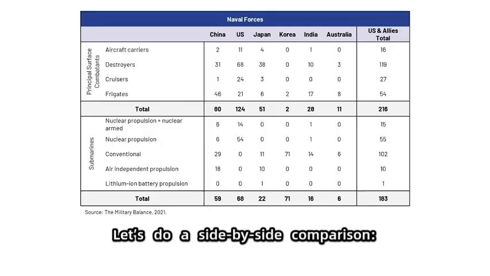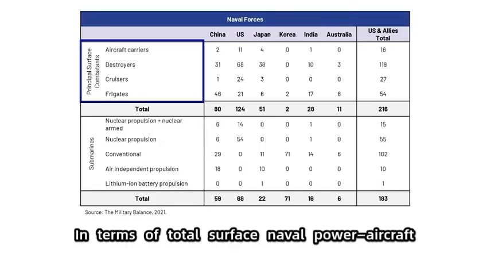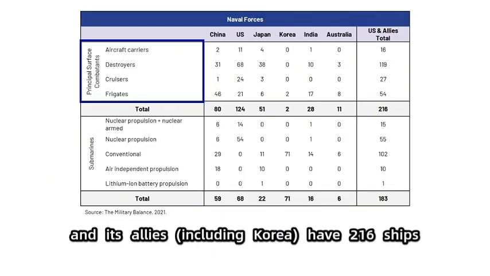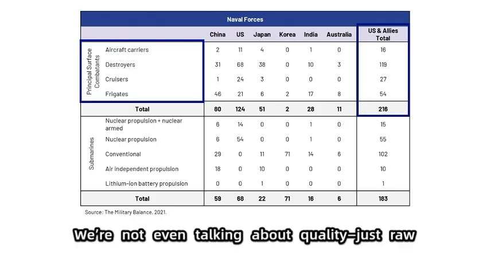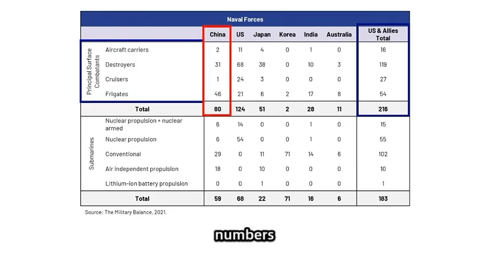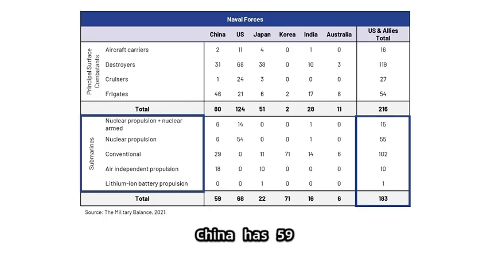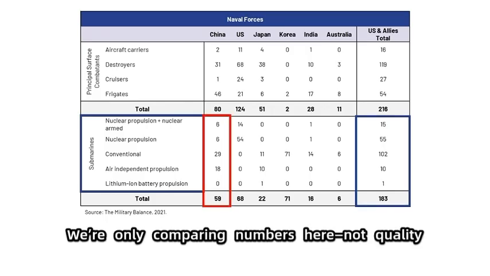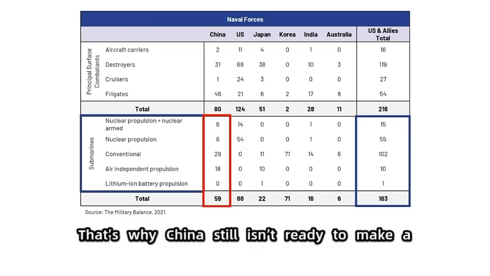Let's do a side-by-side comparison. In terms of total surface naval power, aircraft carriers, destroyers, cruisers, the US and its allies, including Korea, have 216 ships. China, 80. We're not even talking about quality, just raw numbers. As for submarines, the US and allies have 183. China has 59. That's the current reality. We're only comparing numbers here, not quality. That's why China still isn't ready to make a move on Taiwan.